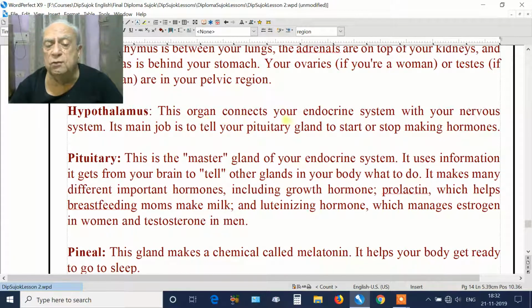Hypothalamus. This organ connects your endocrine system with your nervous system. Its main job is to tell your pituitary gland to start or stop making hormones. Pituitary. This is the master gland of your endocrine system because it controls the other endocrine glands also. It uses information it gets from your brain to tell other glands in your body what to do. It makes many different important hormones, including growth hormone, prolactin, which helps breastfeeding moms make milk, and luteinizing hormone, which manages estrogen in women and testosterone in men, which is useful in reproduction.